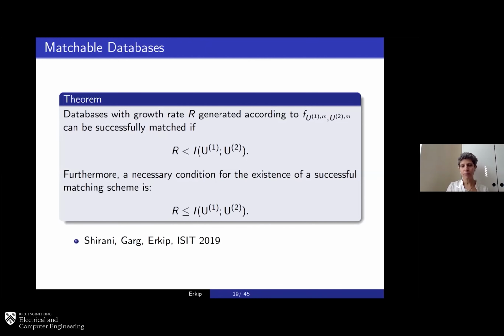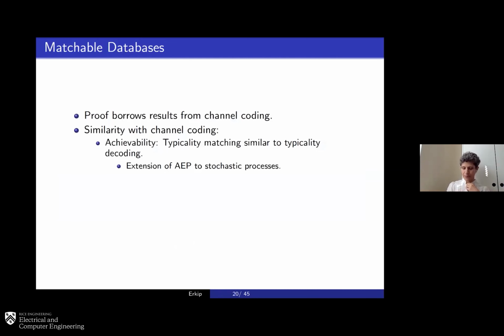So going back, our results tell us that indeed the growth rate of the database is very intricately related to the correlation of the process that generated these two databases. And in fact, as long as the growth rate of the database is less than the mutual information between the processes that generated the first and the second database, then correct matching is possible. Now, this is very similar to results on channel coding and information theory, which tell us that if the mutual information between the input and the output of the channel is larger than the rate of our channel code, then successful communication is possible. So in this case, if U1 and U2 are similar to one another, and hence the mutual information is large, then we can allow for databases of larger size. And this result was shown in our paper last year at ISIT.